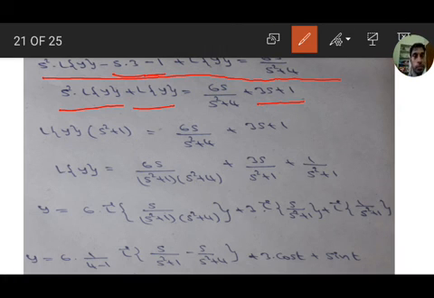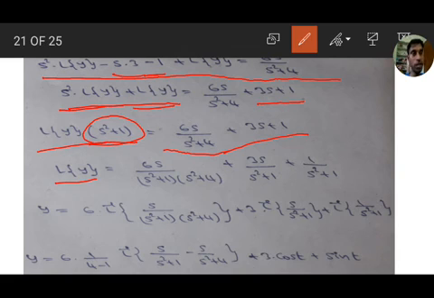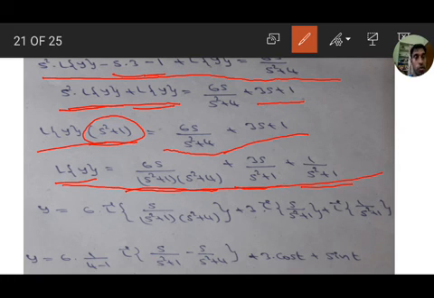That is, L of y is common in the LHS, L of y times (s square plus 1), equal to 6s by s square plus 4, plus 3s plus 1 as it is. Then L of y equal to: here s square plus 1 is multiplying, so it goes to the RHS as a divisor. That is 6s by (s square plus 1) into (s square plus 4), plus 3s by s square plus 1, plus 1 by s square plus 1. This is L of y in terms of s.